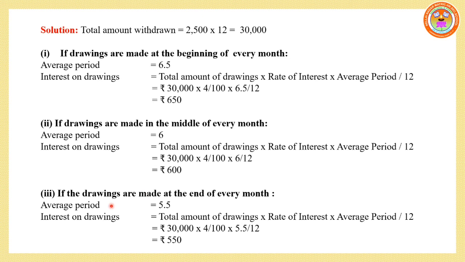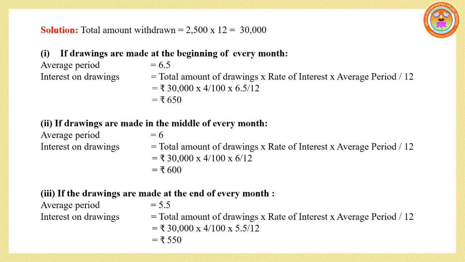Third situation, end of each month. Amount into 12 into R by 100 into 5.5 by 12. So amount into 12 will be written as total amount of drawings, rate of interest 4 by 100, average period at the end of every month is 5.5 by 12. So simplify this one, we got 550.